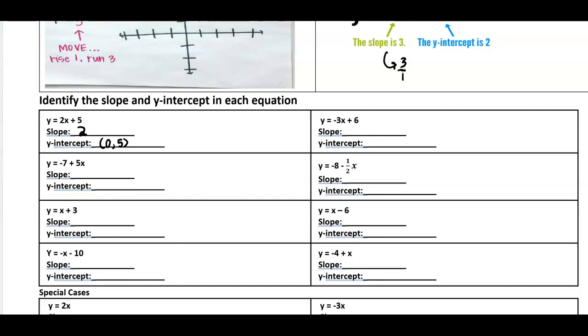Something to remember for your slope is you're going to write it as a fraction. So 2 over 1 or negative 2 over negative 1. Because remember, negative divided by negative is a positive. So in y equals negative 3x plus 6, your slope is negative 3, which means you could write negative 3 over 1 or 3 over negative 1. And your y-intercept is 6, so you're starting at point 0, 6.